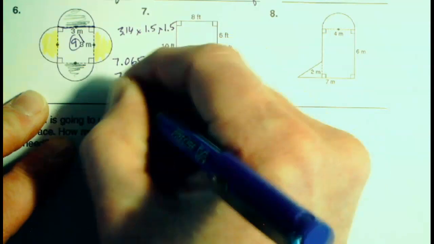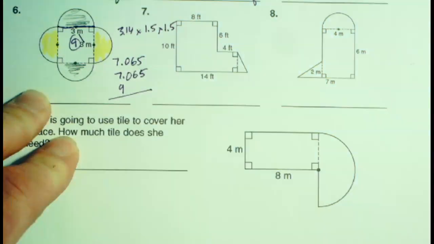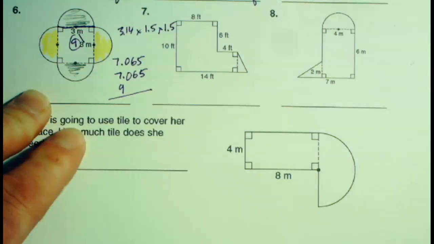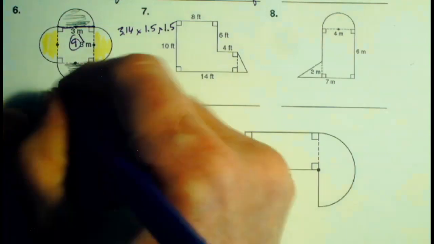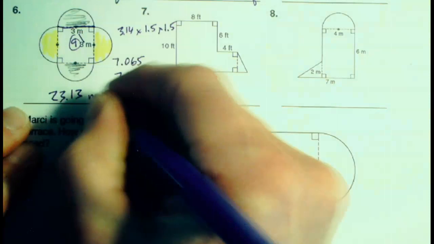And then I've got to add the 9 in. So if I add that all up, I got 14.13 for the circles, plus the 9 for the square. I got 23.13. And that's going to be meters squared.